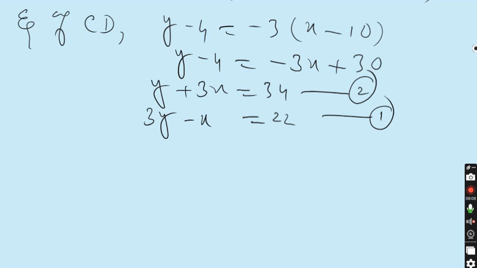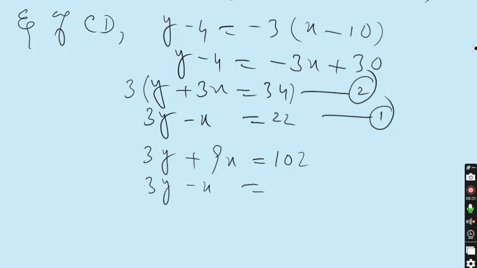Convert both equations with same coefficients. So I am going to multiply this equation by 3. 3 into y is 3y, 3 times 3 is 9x, and 3 into 34 is 102, and 3y minus x is equals to 22. Subtract both the equations.